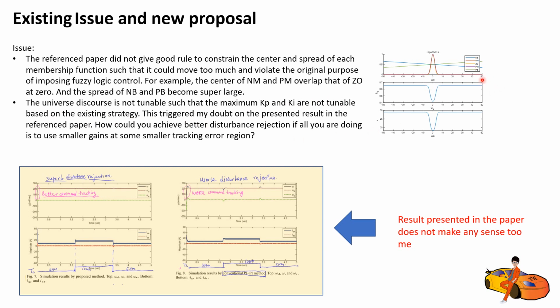tunable based on the existing strategy. So the universe of discourse, this omega e of 50 to negative 50, once you specify that, it's not tunable based on the existing strategy. And the Kp bar and Ki bar, if you recall, we initially assigned as the largest Kp and Ki bar. They are not tunable once assigned as well. So this triggered my thought also on the presented results in the referenced paper. How could you achieve better disturbance rejection if all you are doing is using some smaller gain at some smaller tracking error region? That doesn't make sense to me.